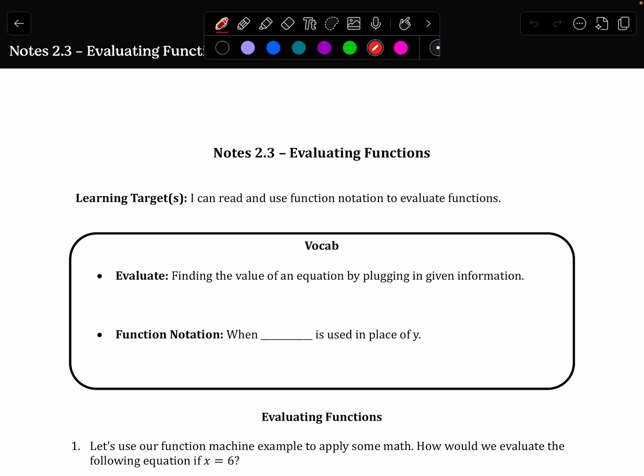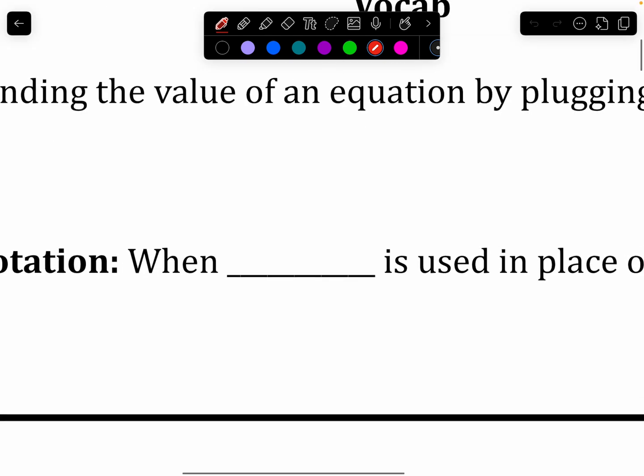We have two vocabulary words today. The first one is evaluate, which is finding the value of an equation by plugging in given information. And function notation is when you're going to have something else used in place of y, and that something else is going to look like this.